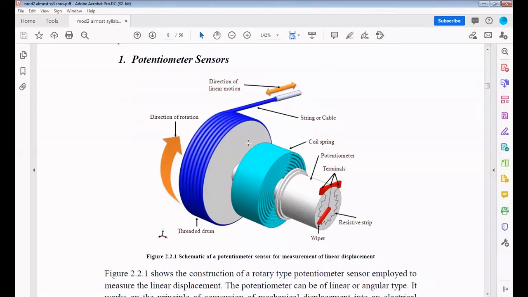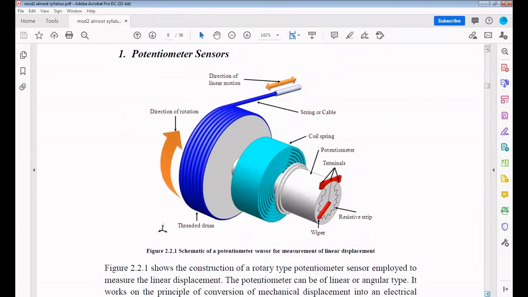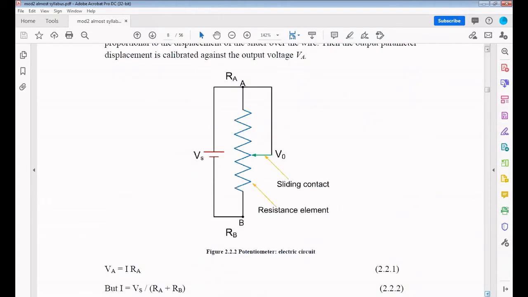calculate or measure the direction or otherwise distance or displacement of the body. It means the position of the object we can find out by using this potentiometer sensor. Okay, so majorly applications, so you listen.